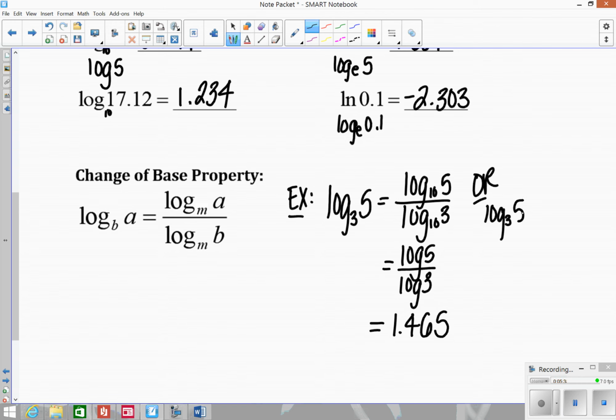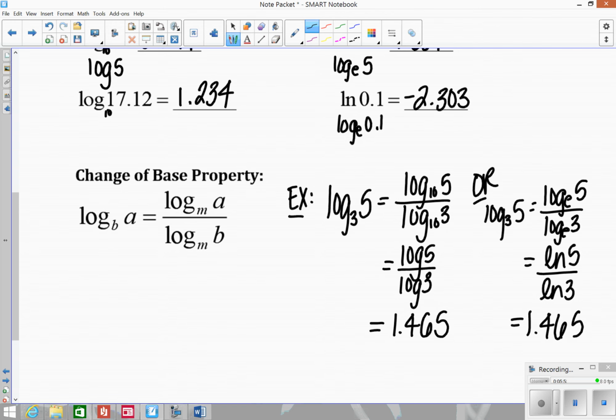You could also do this using natural logs. What happens if I pick e to be my common base? That's totally fine. This is like saying the natural log of 5 over the natural log of 3, which in the end gives you the same answer. So you pick the base, but you want to make it convenient because you want to be able to plug it in your calculator.